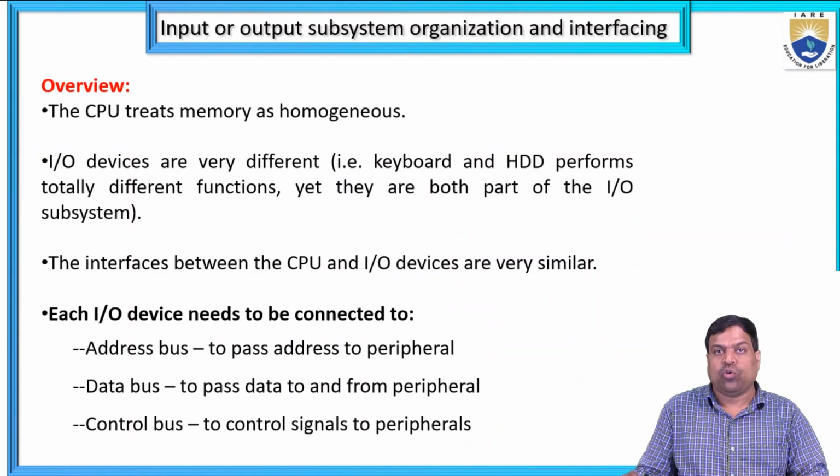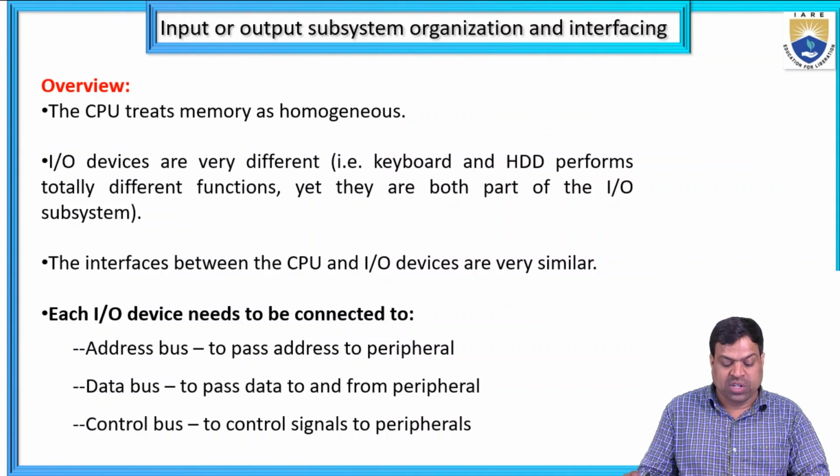So what is the overview of this one? The CPU treats memory as homogeneous. The input output devices are very different. That is, the keyboard and HDD perform totally different functions, and they are both part of the IO system. The interfacing between the CPU and the IO device is very similar. Each input output device needs to be connected to the address bus, data bus, and control bus.